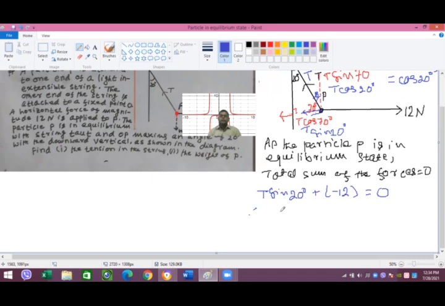So therefore T in this case is, after transposing everything towards the right, 12 divided by sine 20°. Take your calculator, and then your answer will again be 35.1 Newton if you round this off to three significant figures. And this is the answer for this question.